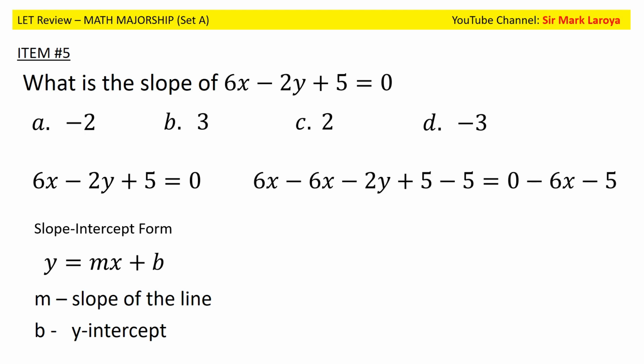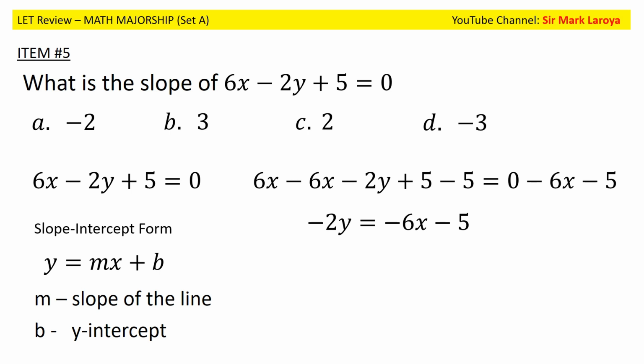Ibig sabihin, dapat yung mga terms na walang variable y ay ilipat natin sa right side. So, we subtract 6x on both sides of the equation. So 6x minus 6x minus 2y plus 5 minus 5 equals 0 minus 6x minus 5. So, ang mangyayari dito, ang matitira na lang sa left side ay si negative 2y equals negative 6x minus 5.